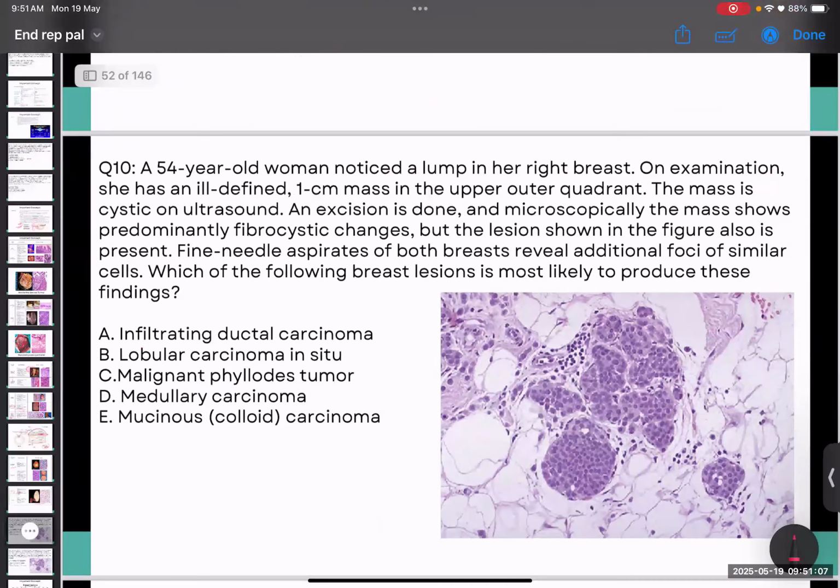Moving on to the next question. Here we have a 54-year-old woman who noticed a lump in her right breast. On examination, she has an ill-defined 1 centimeter mass in the upper outer quadrant. The mass is cystic on ultrasound, and excision is done. Microscopically, the mass shows predominantly fibrocystic changes, but the lesion shown in the figure also is present. Fine needle aspirates of both breasts reveal additional foci of similar cells. Which of the following breast lesions is most likely to produce these findings?